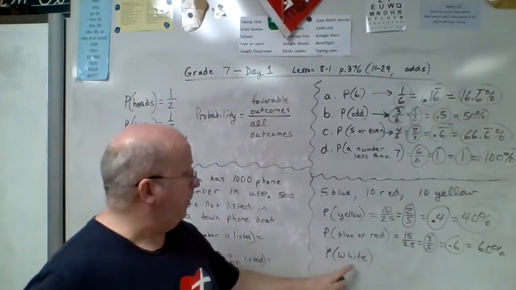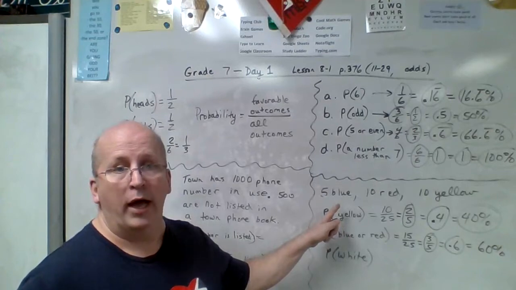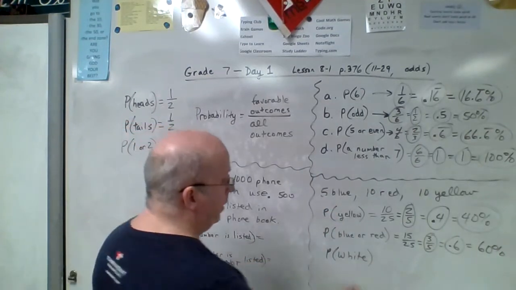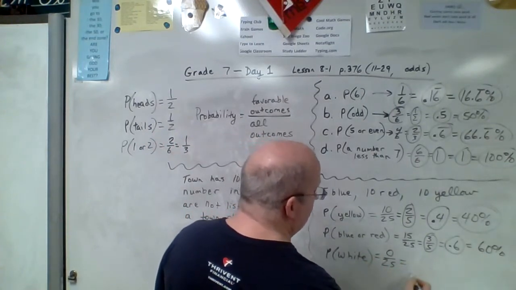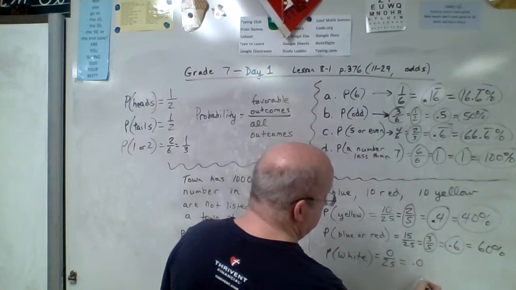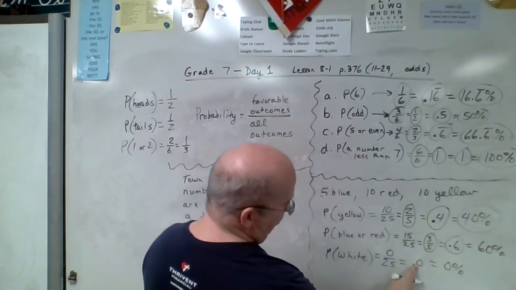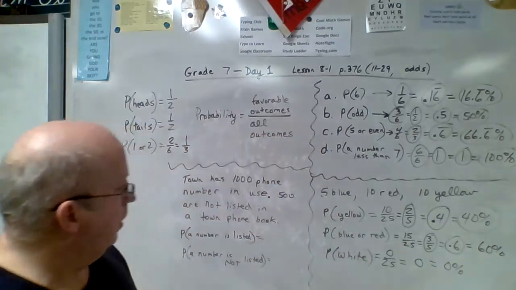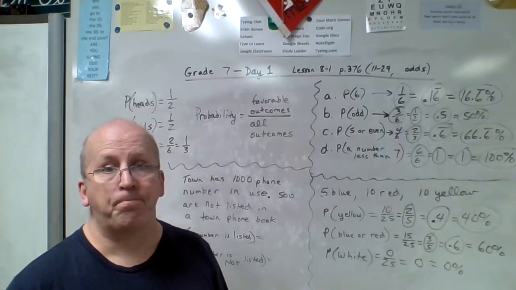How about the probability of picking a white? There are no whites in our bucket of marbles. So the probability is 0 out of 25, or 0.0, or 0%. Now, do we really need to write 0.0? No, we can just write that as 0, right? So anyway, those are the answers to this particular example problem.